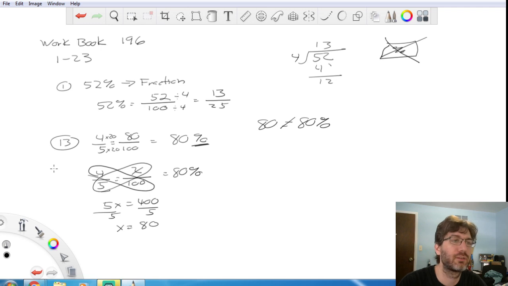Yeah, Porter. Right. 1 is going to equal 100%. So 80 is going to equal 80/100, or 80%.